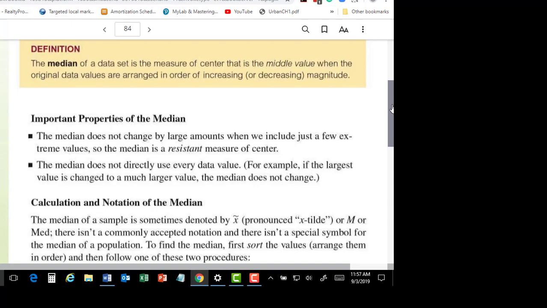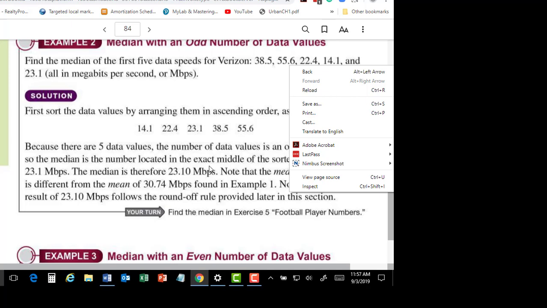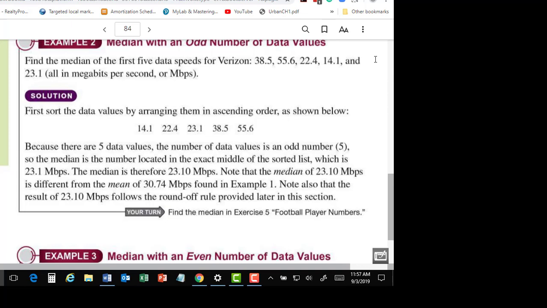And I'll show you. So first you sort it out, you see? Notice how they went from smallest to largest. Okay? So what you do with a median is that once you set it up from smallest to largest, just track to the middle. This is your median. Okay? It's the middle guy. So you can see, it doesn't matter how big or small the extremes are. It doesn't affect the center.